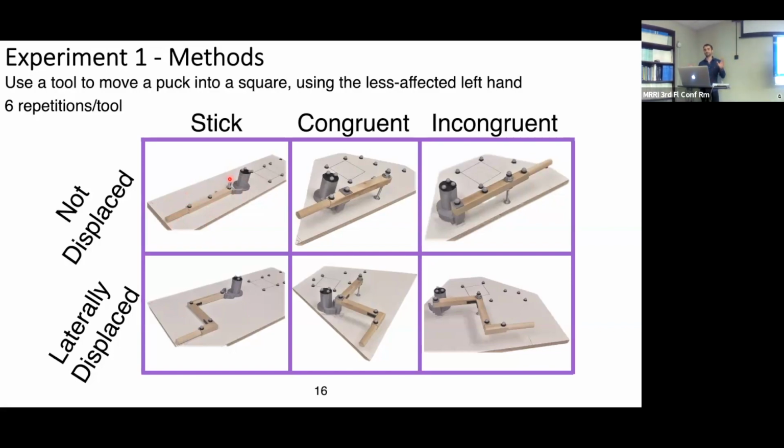where I didn't want to bias my participants, so I just tell them your goal will be to move the puck into the square, exactly as you did during the familiarization. And with different tools that I cannot show you right now, you will discover them during the experiment, and you will have to figure out as best you can how to use those tools in order to move the puck.